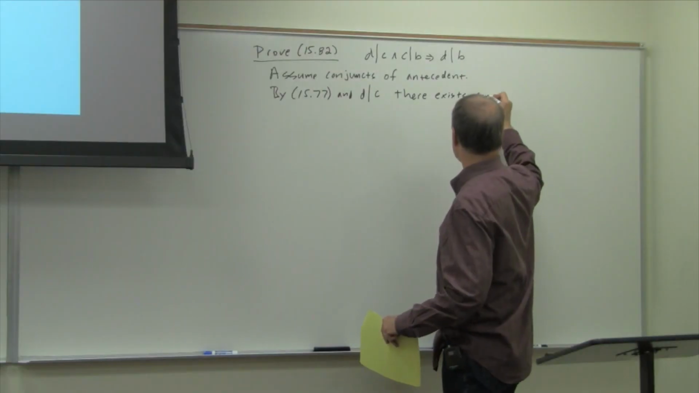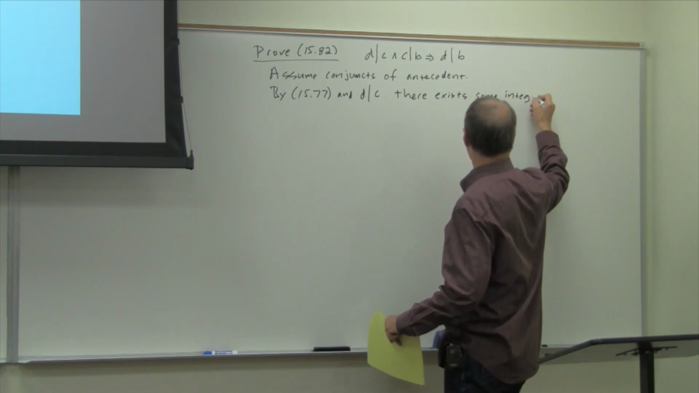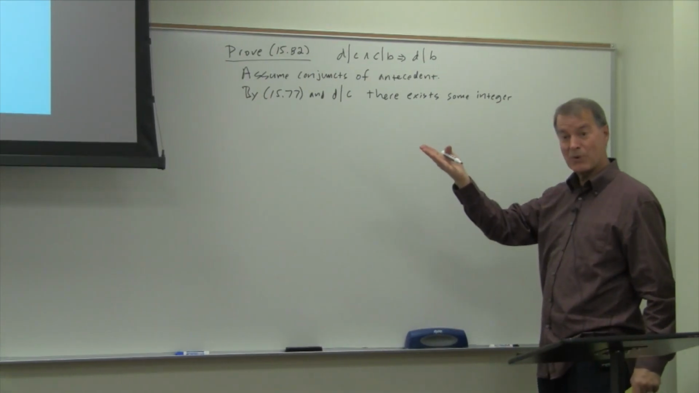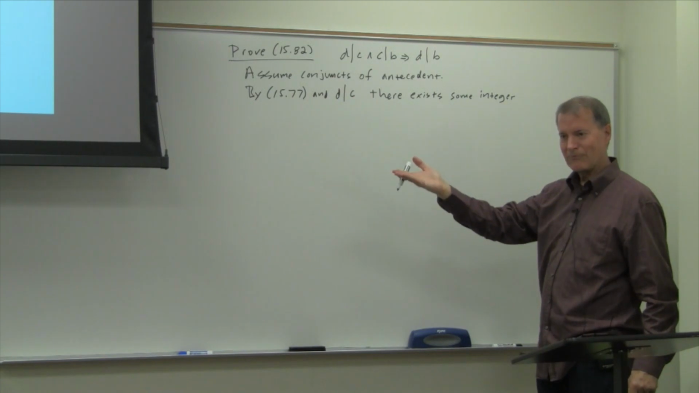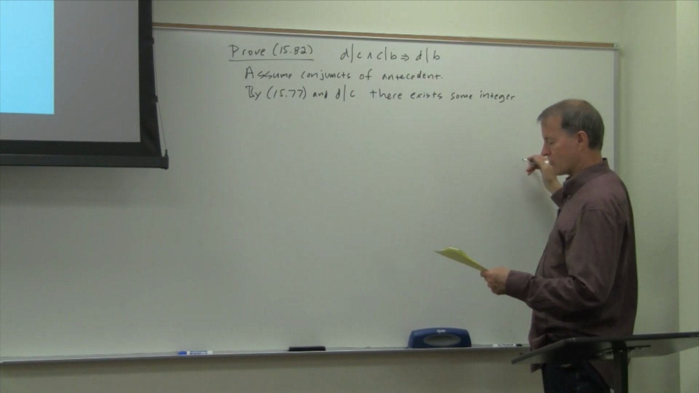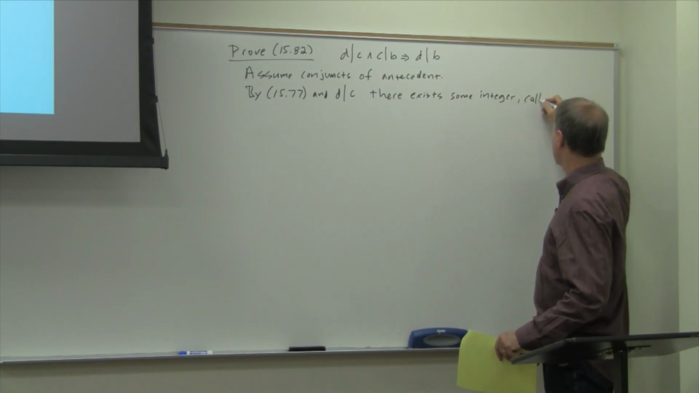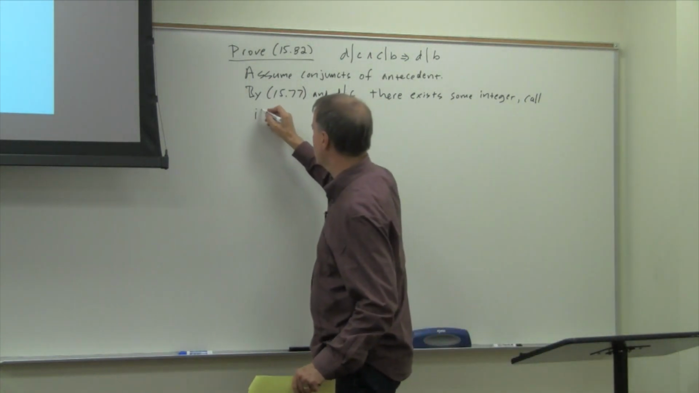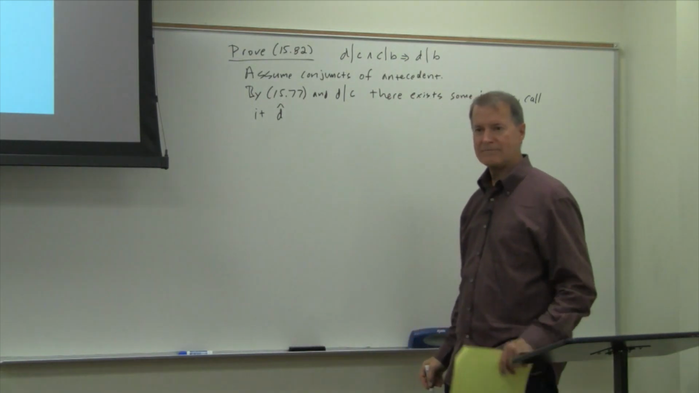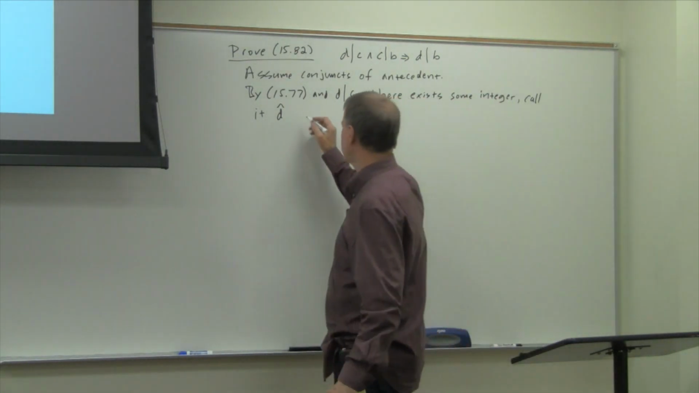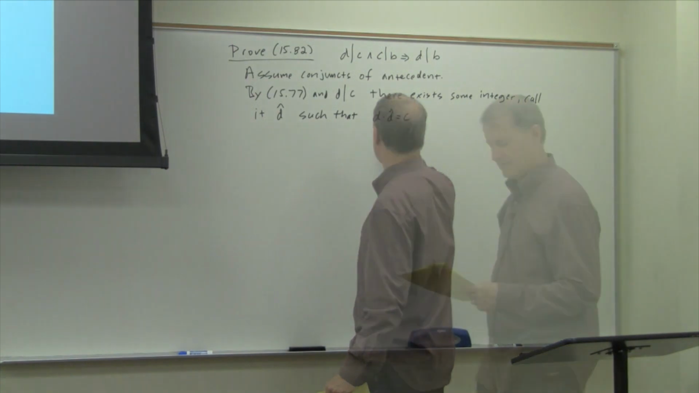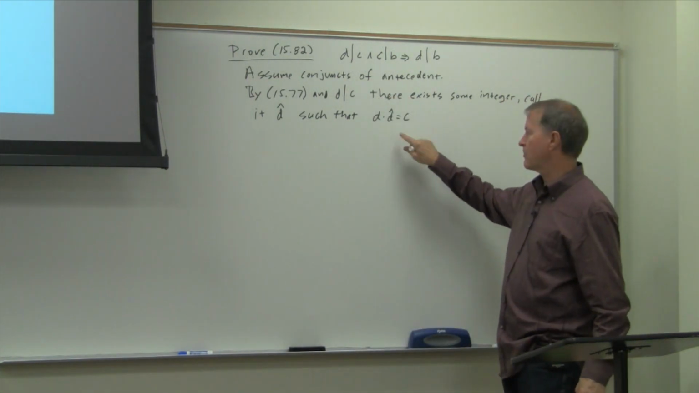Now what we're going to do is give it a name, because it says there exists one, so we're going to write one down. We can do that by 15.77. There exists some integer, let's call it D hat, such that D times D hat equals C. Does everybody see how we're able to write this down?